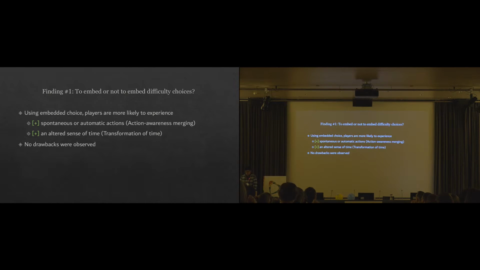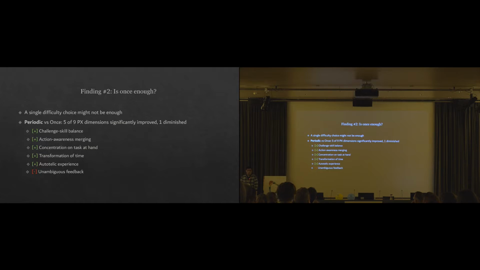Okay. So our first finding, whether we should embed or not to embed difficulty choices, we actually found that using embedded choice, players are more likely to experience two things, at least in the context of our game. So spontaneous or automatic actions, which we call action awareness merging, as well as an altered sense of time. But more importantly, we did not find any negative impact on the game experience, right? So try to use embedded choices. Of course, it depends on what kind of game you're doing, as we have discussed. Depending on what kind of game you have, there might be other effects. So I'll discuss that later on.